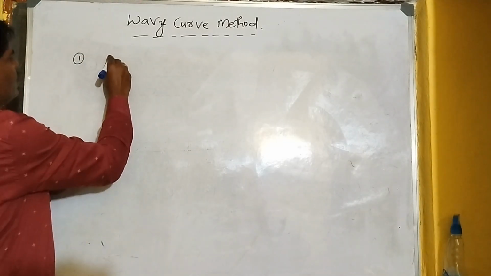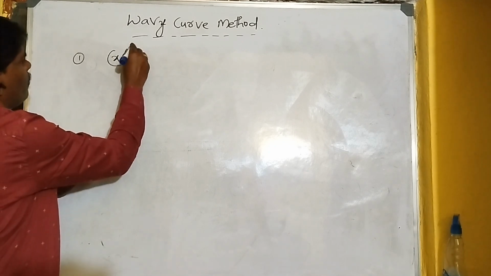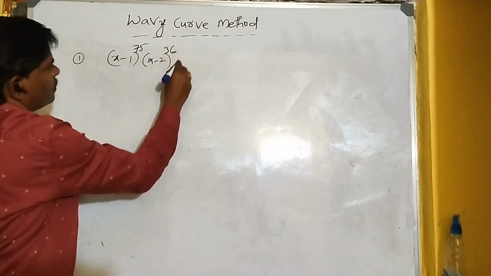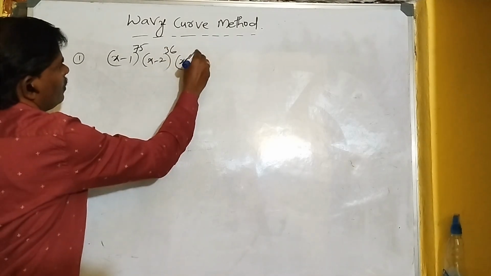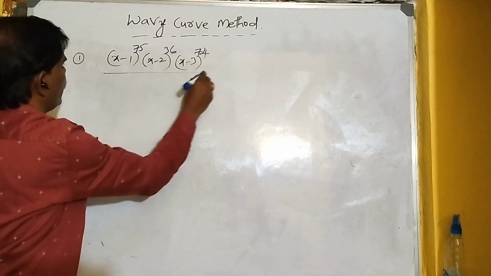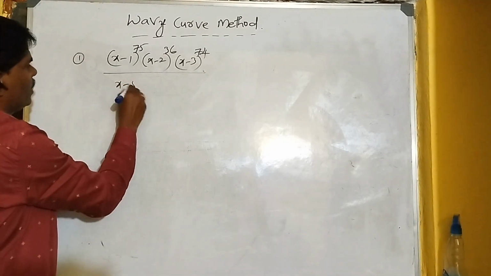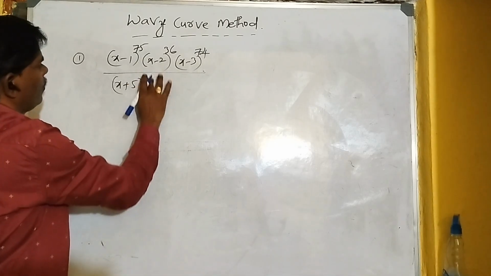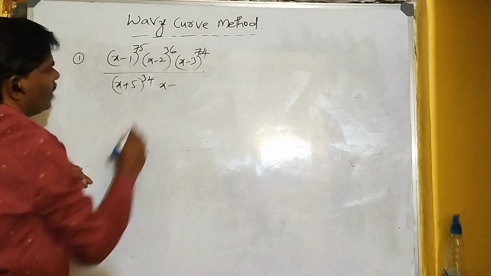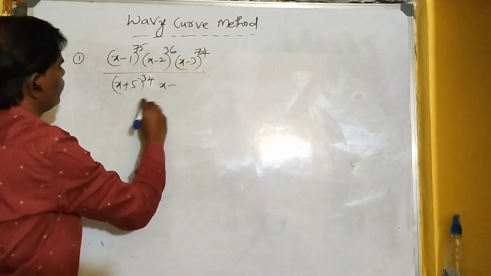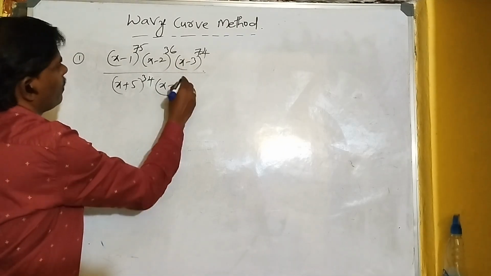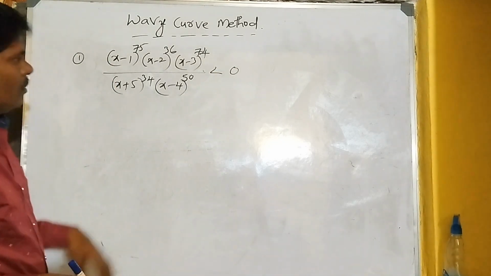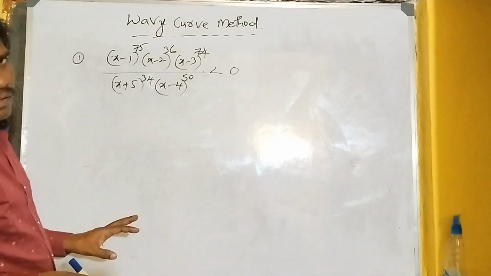Okay, next question. (x minus 1) whole power 75, (x minus 2) whole power 36, (x minus 3) whole power 74, by (x minus 5) or (x plus 5) whole power 34. Next, (x minus 4) whole power 50. Okay, this is less than 0. What is the value of this one? Okay, what are the x values?